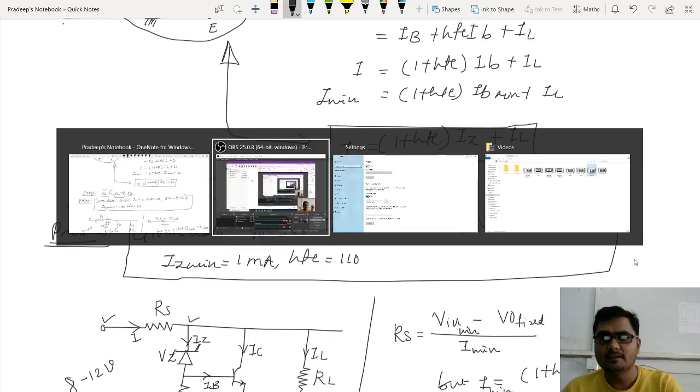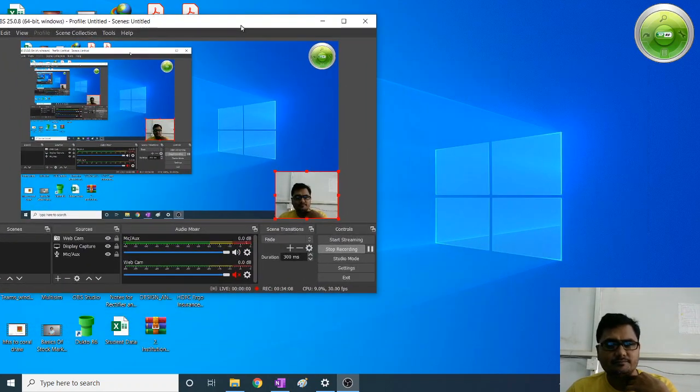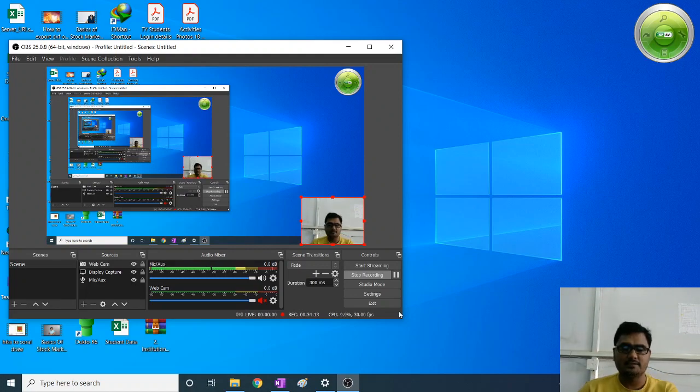In the next session, we will start with the transistor series regulator. We'll start with the series regulator in the next session.